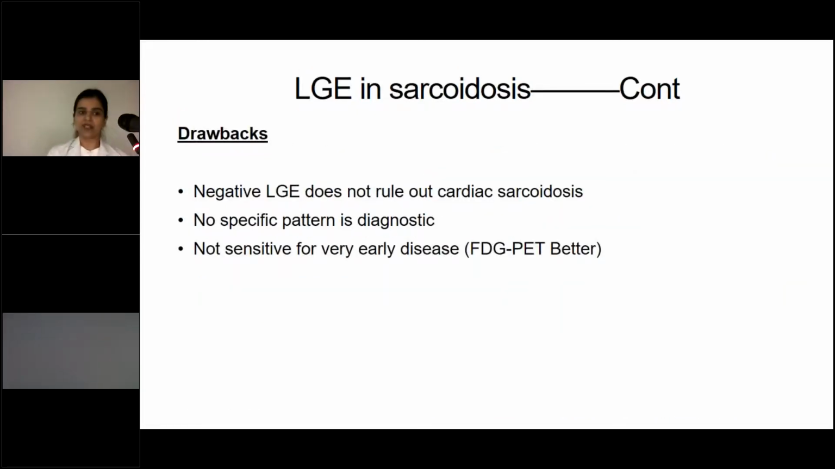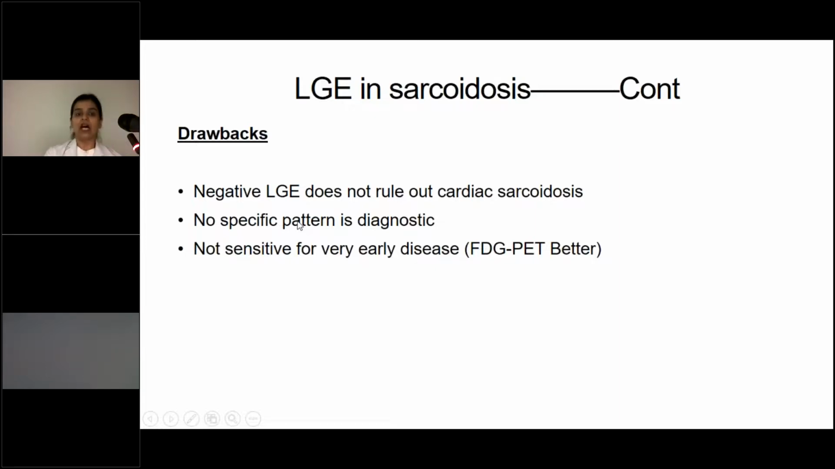Despite these advantages, there are certain drawbacks associated with LGE in sarcoidosis, with the first being its low sensitivity in very early disease. In cases of early inflammatory stage, FDG PET has been found to have better sensitivity for detection of sarcoidosis.